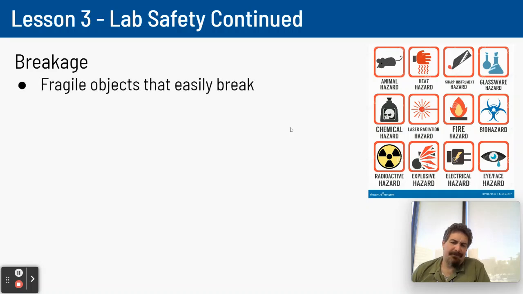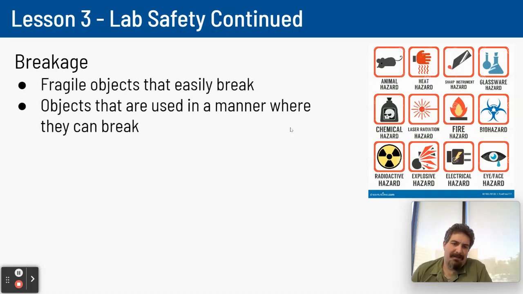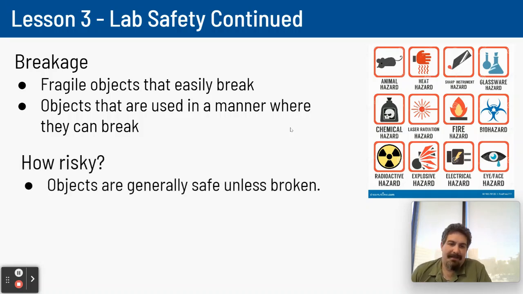Breakage is fragile objects. These get used in a manner that they can break, or they're just easily broken. Some things that are used in a manner that they can break might be a thermometer. If you're not careful with it while you're using it normally, it can easily break because they're very fragile. Now, when it comes to how risky, these objects are generally safe unless broken. A test tube, a glass jar, a thermometer, unless you break them, they're not going to hurt you, right? At least on their own.